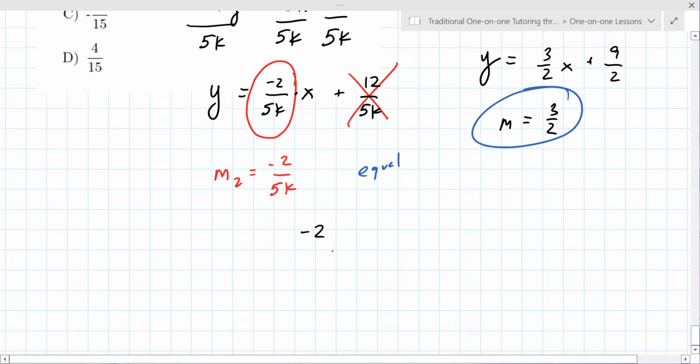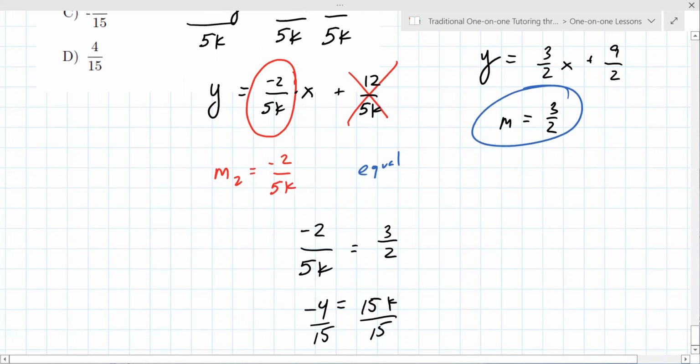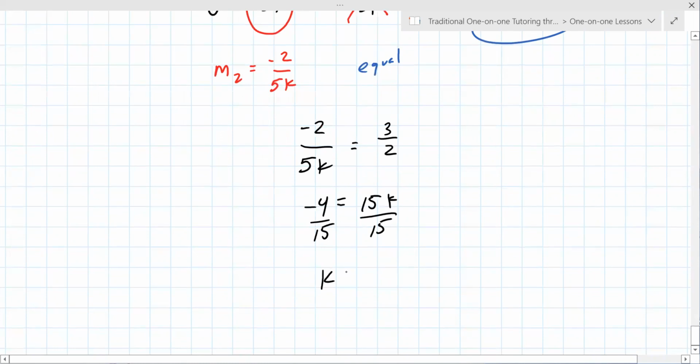So we set -2 over 5k equals 3 halves. You cross multiply, you get -4 equals 15k. Divide by 15. So k equals -4 over 15.